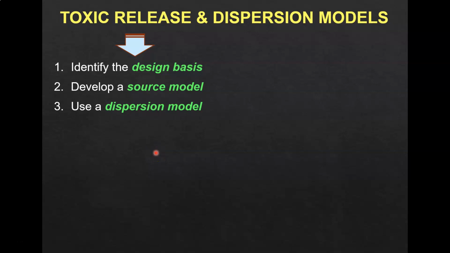Okay, toxic release and dispersion model, video 3. As a recap, we already discussed what you need for your toxic release and dispersion model. The requirements: first, you need to identify your design basis. Second, you need to develop a source model. And third, you need to use a dispersion model.